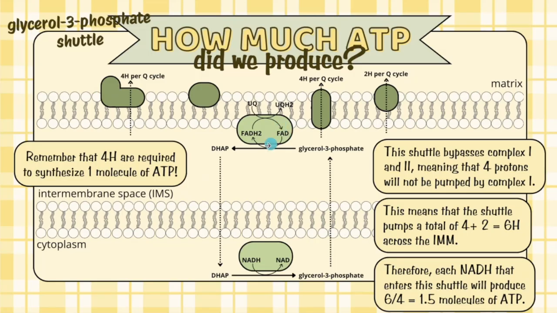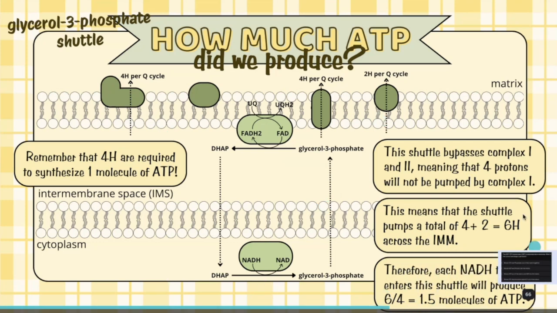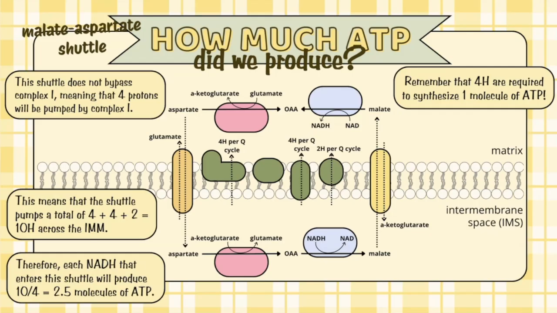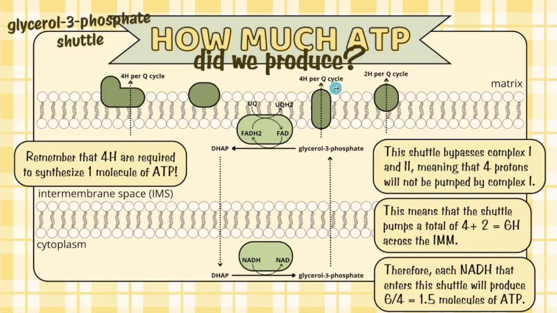Now, FADH2 will donate the electrons to ubiquinone, and this process will bypass both complex 1 and complex 2. So only 4 protons will be pumped by complex 3 and 2 by complex 4, a total of 6 protons pumped. That means each NADH that enters this shuttle will produce only 1.5 molecules of ATP. That makes sense? Okay. Can you repeat that, please? The last part.